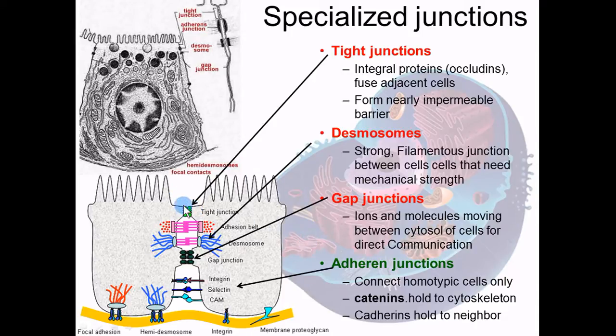These tight junctions are like Velcro. Okay? They hold things together tightly, but they're not very strong. If I pull on them, they rip apart. They're more for waterproofing. Right?